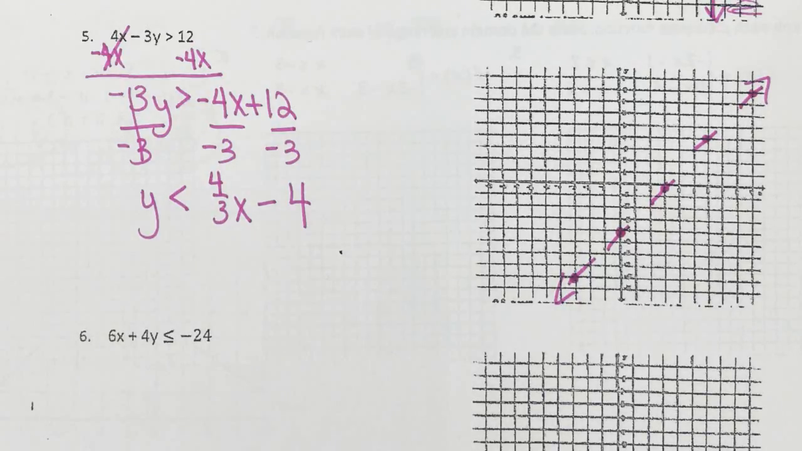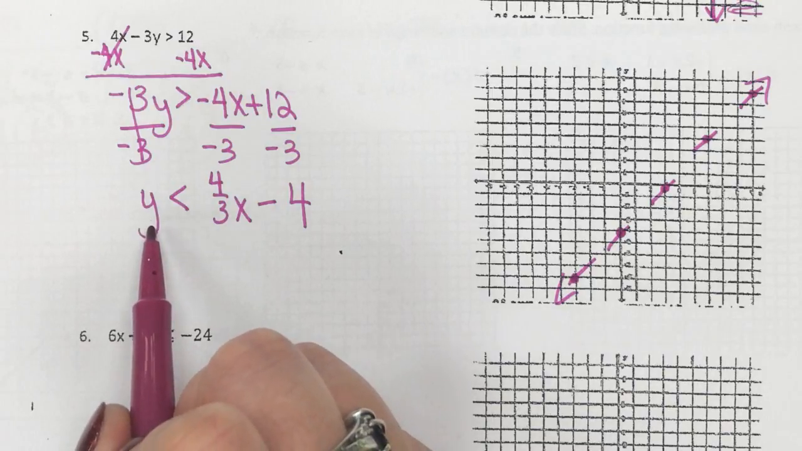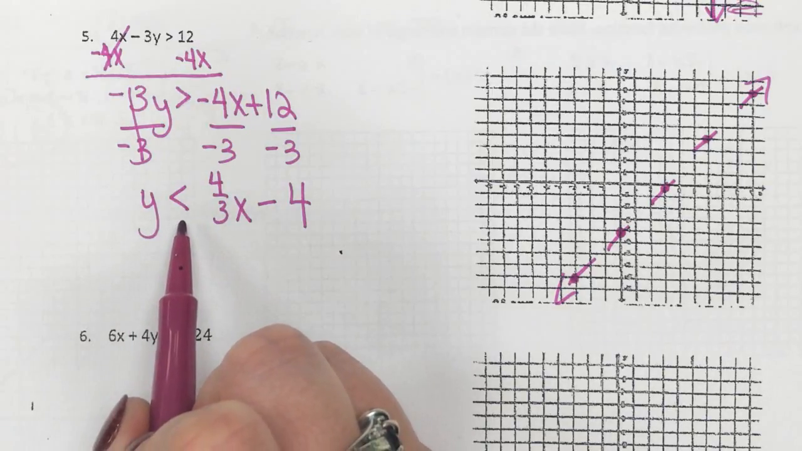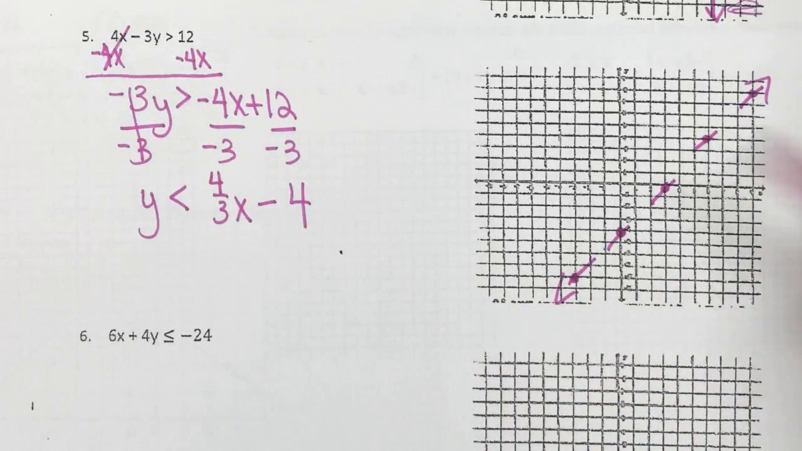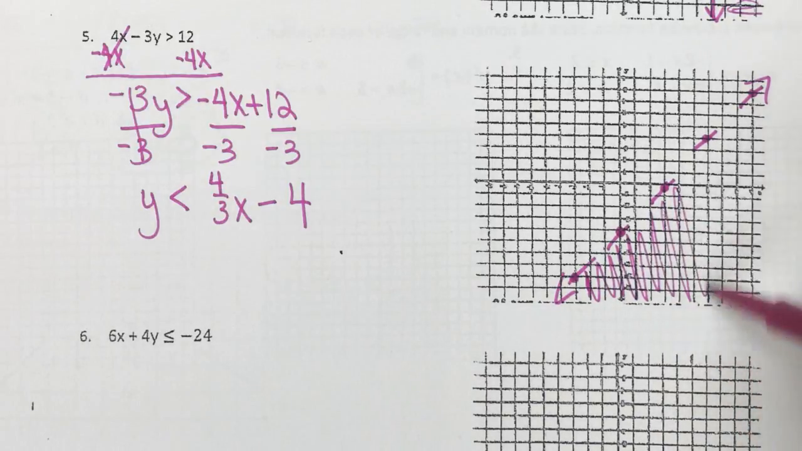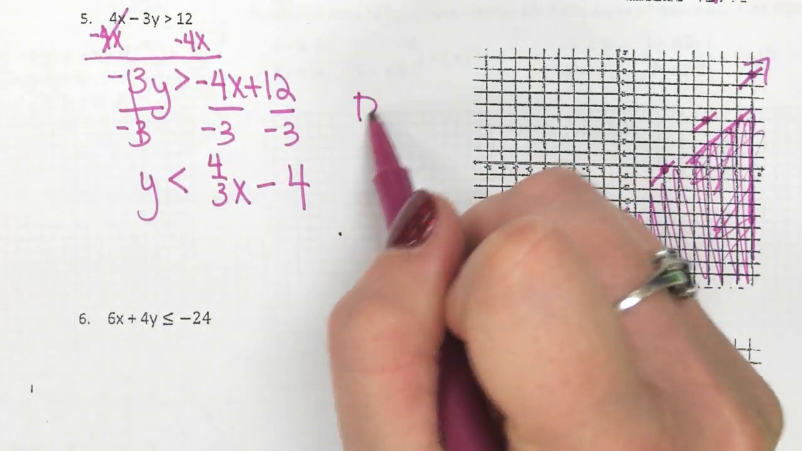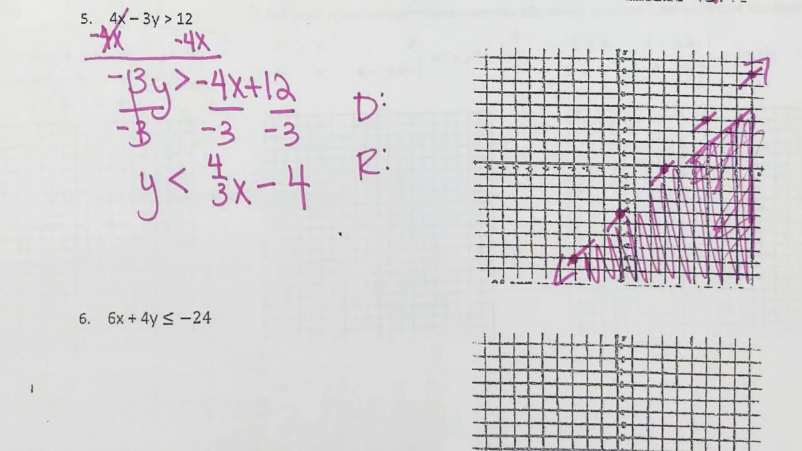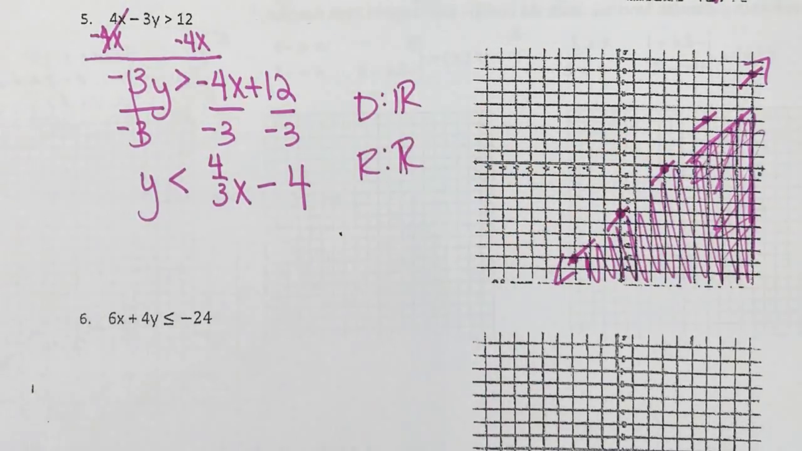Now, I am no longer thinking left and right. I'm going to think up and down because it says what letter? Because it says Y. So do I need to shade for less than? Is that above the line or below the line? That's below the line. Very good. All right, last one. Oh, we got to do domain and range. I keep forgetting that. What's domain and range for this one? All real numbers. Both of them? Yep, very good.